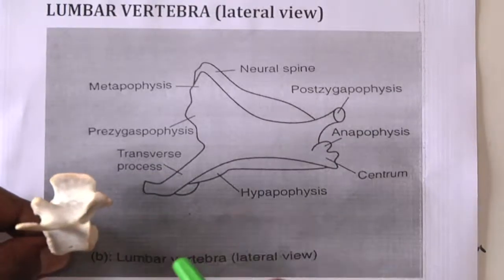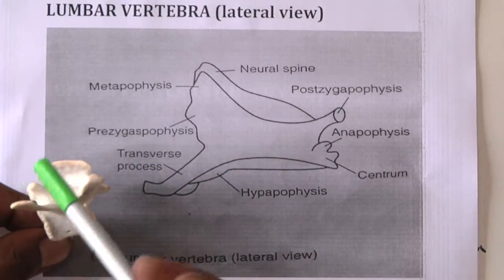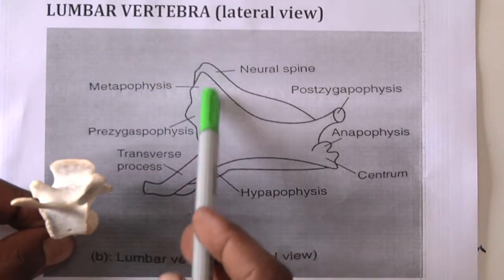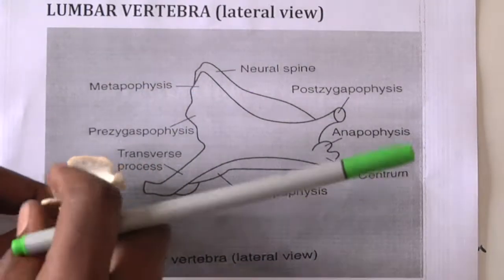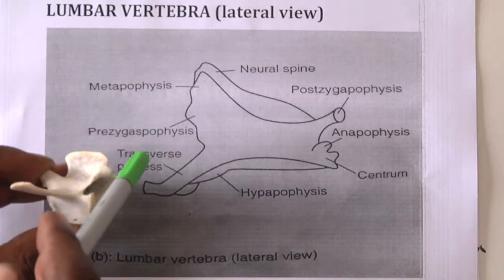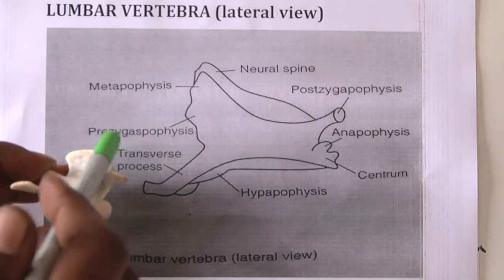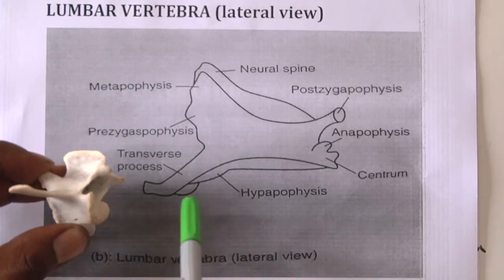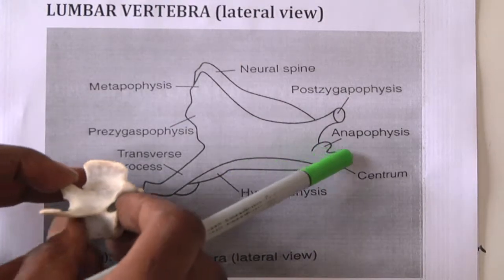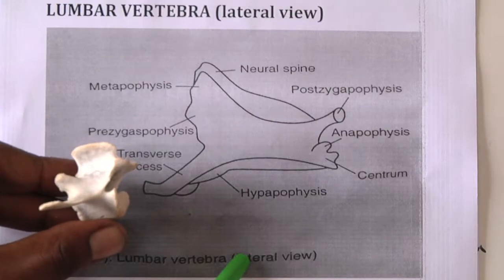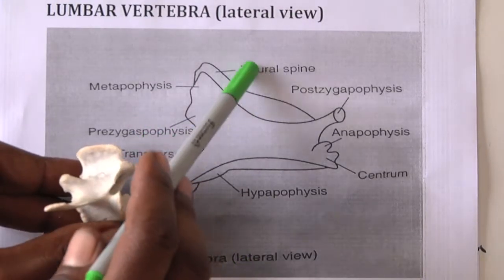So the third bone structure along the vertebral column is what you call the lumbar vertebrae. This is the lateral view of the lumbar vertebrae. Now, this lumbar vertebrae is a bone that is found at the lumbar region. Lumbar region is simply what you call the abdominal region. Now, when you take the lateral view of the lumbar vertebrae, you can be able to see the neural spine.